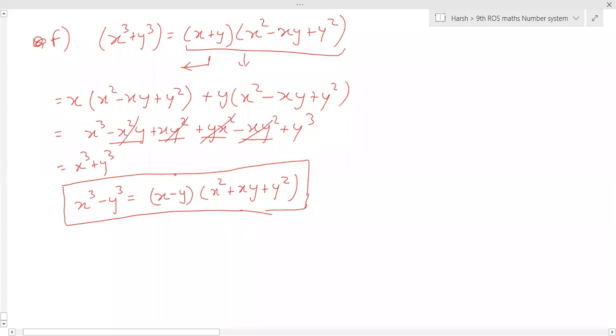Vidyut, acknowledge what I'm telling. Yes, sir. So that's why this is the ABC of this formula. Sir, I have a doubt. Yeah, tell me. In the first formula, x cube plus y cube, why is it minus xy when both of them are positive?